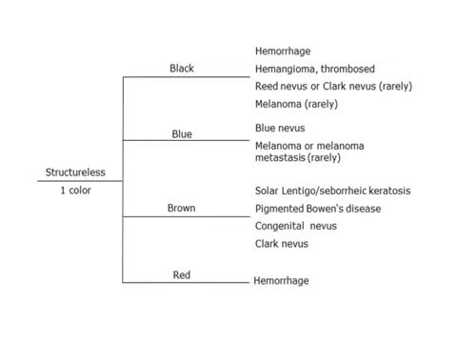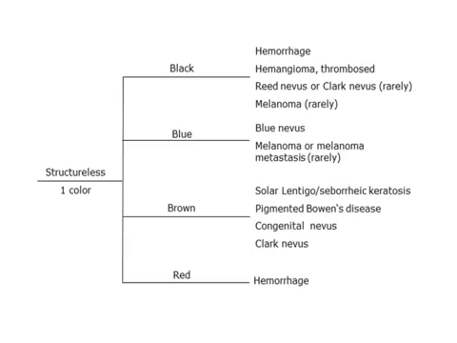Now, what is the differential diagnosis? If we have a structureless lesion that is black only, it's usually hemorrhage or a thrombosed hemangioma. Very rarely it could be a nevus or a melanoma, but usually melanocytic lesions have another pattern in combination with structureless or another color. Structureless one color blue is usually blue nevus, very rarely melanoma metastasis.